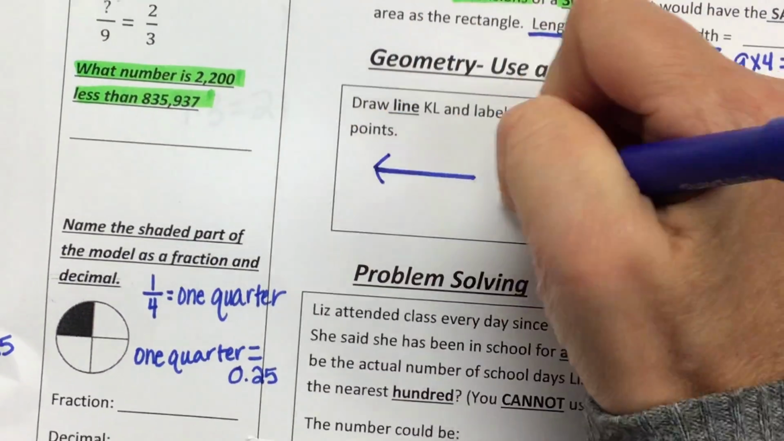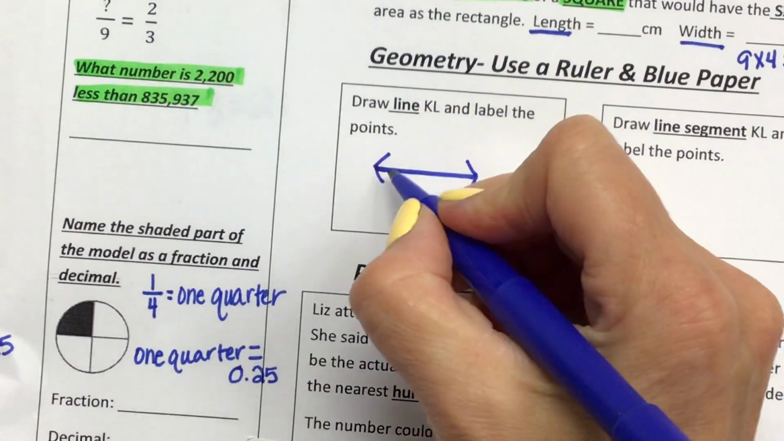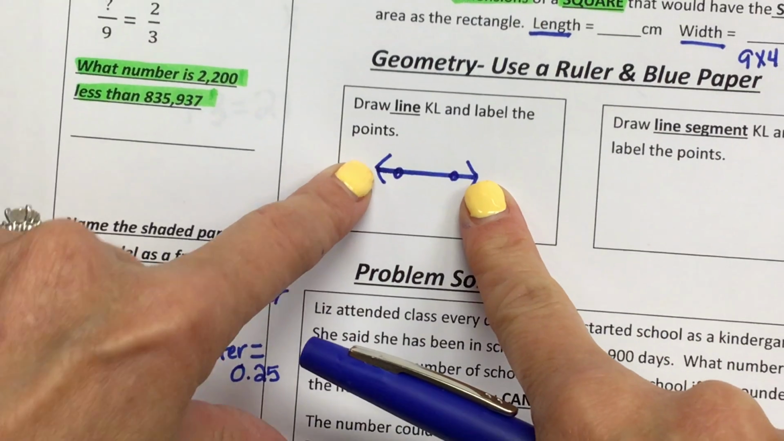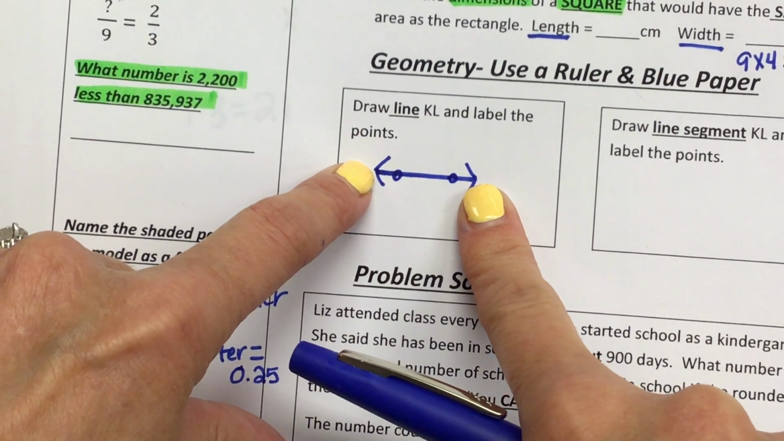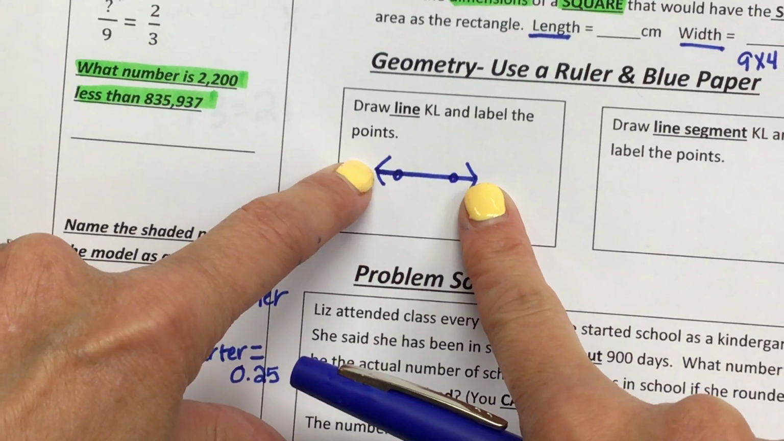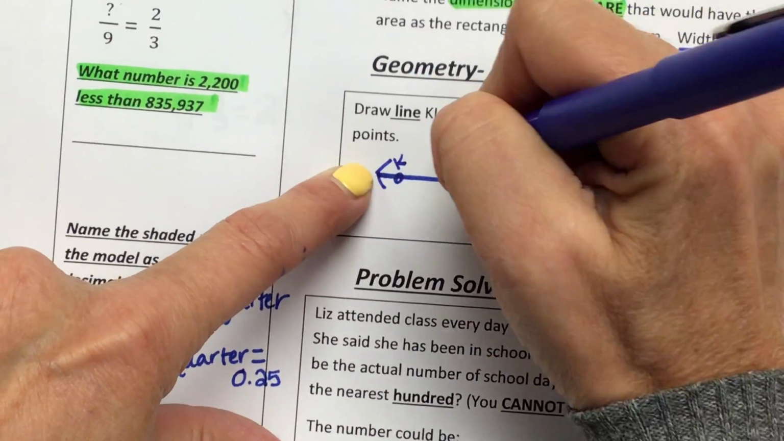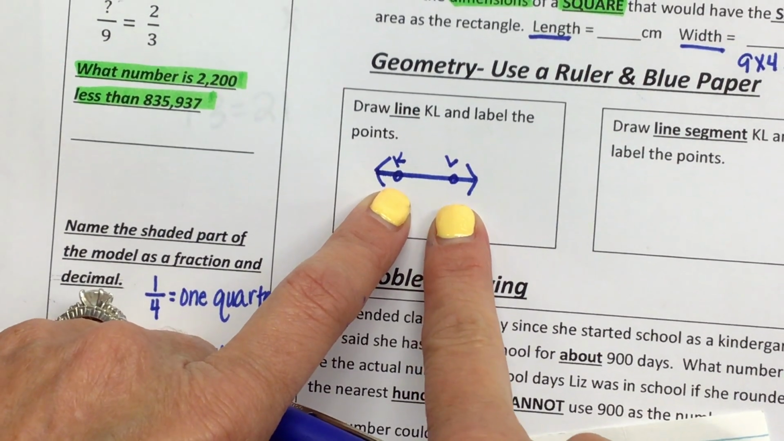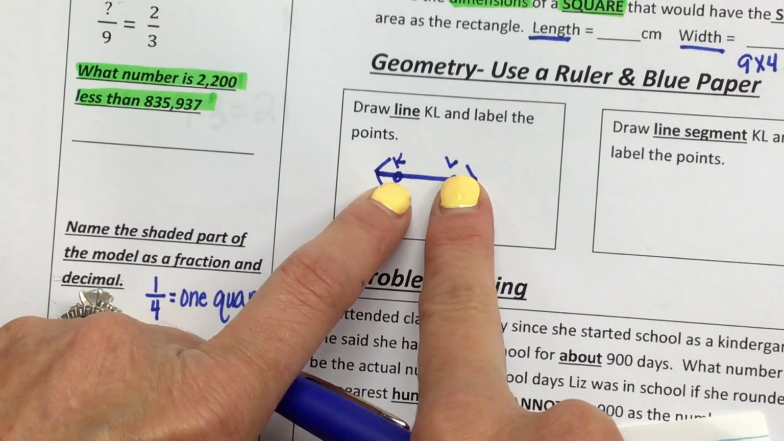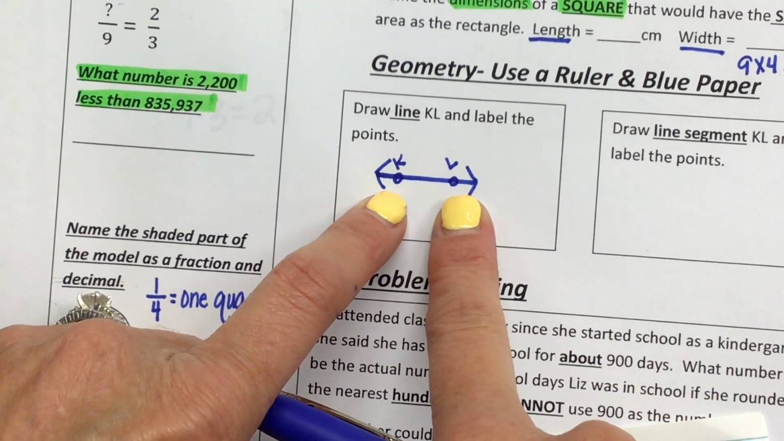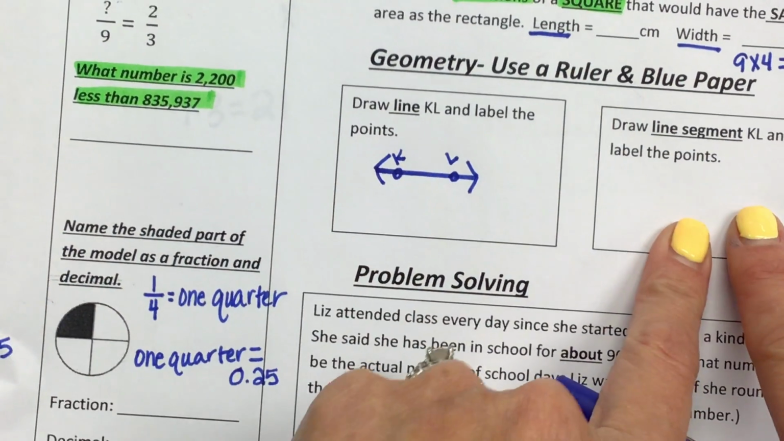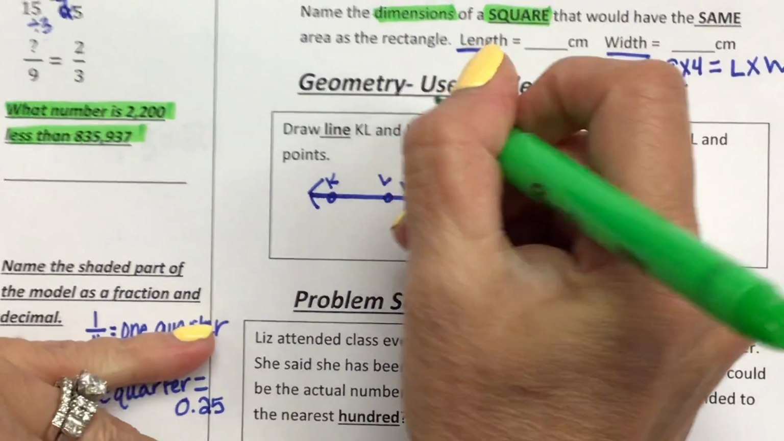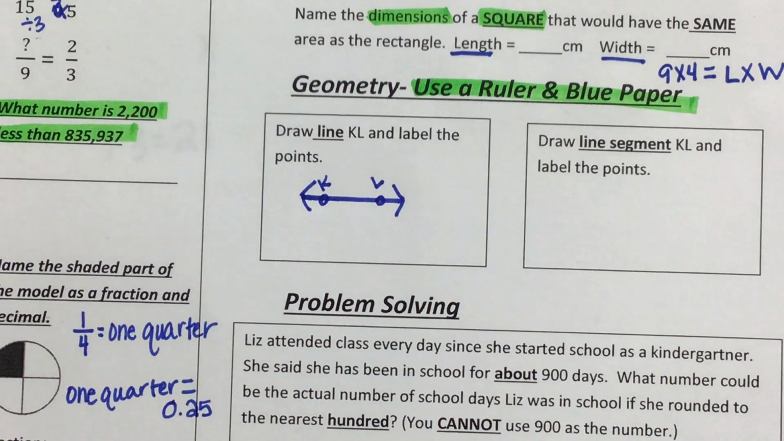Okay, one more thing. You have to put points on your line. Do not put the points right there in the arrows. Okay, I can't see them. They don't go on the arrows. They go past the arrows. And then oh look, Caden, it's your initials. Each point needs a letter. Okay, it has to look like this. Then you're going to do a line segment. Go to the blue sheet. Use a ruler and your blue paper.